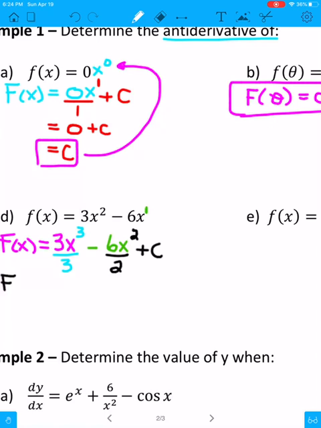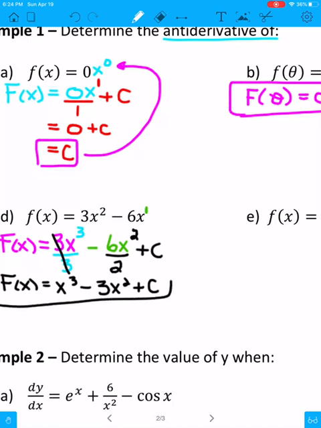So now we're going to get f of x equals, the 3's cancel, x cubed minus 3x squared plus c. And we're done. And this one we can do the derivative quickly. So x cubed, the derivative would be 3x squared, boom. Negative 6x squared would be negative 6x, and the constant would become 0. So I know I'm right.